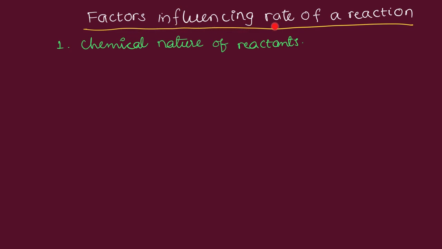Factors influencing the rate of a reaction. In that, the first one is the chemical nature of reactants. How does this chemical nature of the reactant influence the rate of reaction? For example, reactant converts into product.